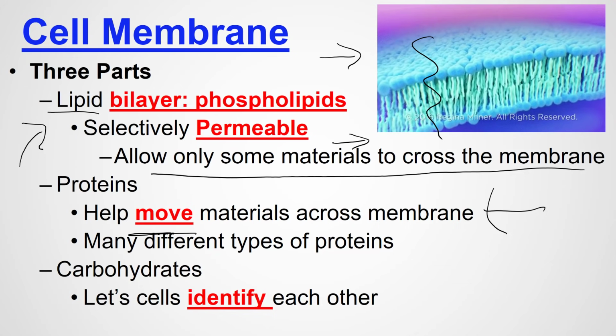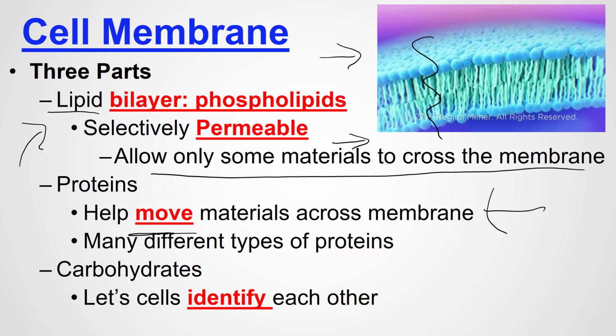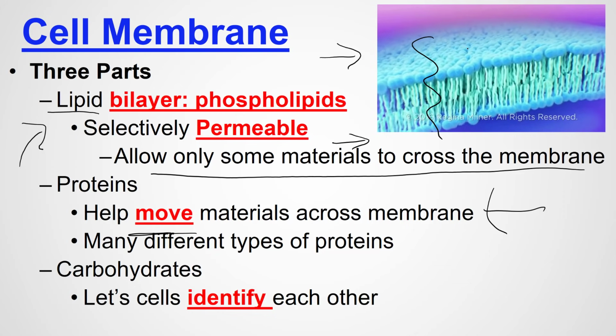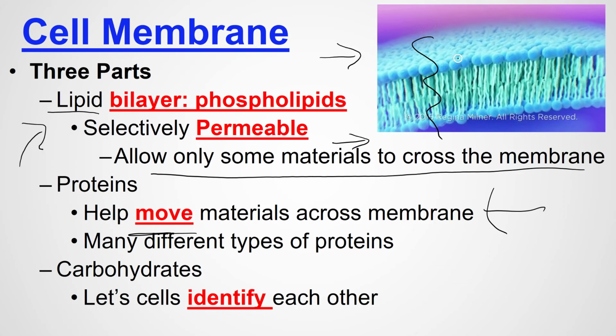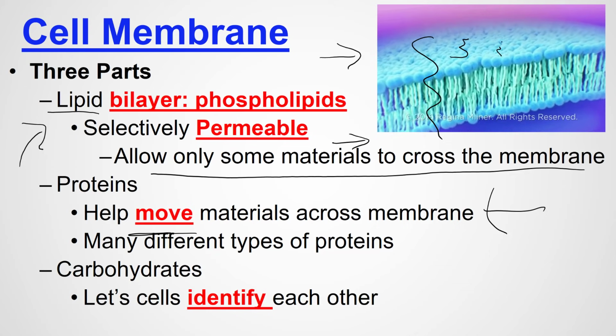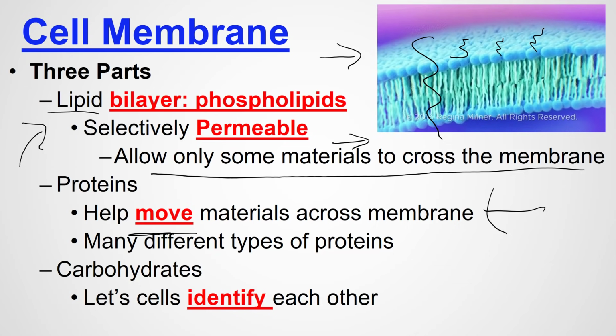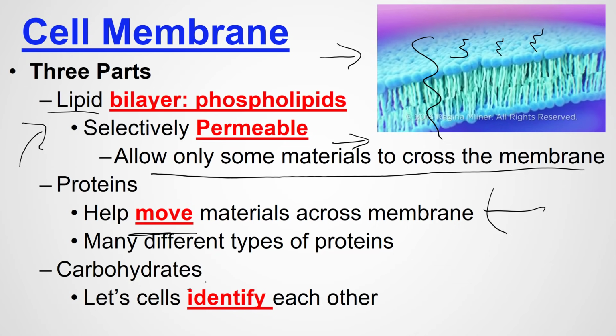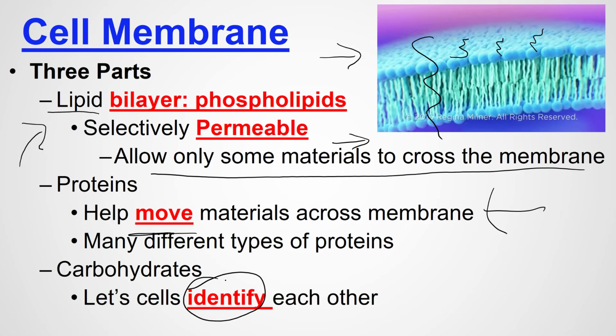So carbohydrates, they are typically things that attach to either the phospholipids or the proteins on the outside of the cell, and they go ahead and they kind of look like little ID tags that stick out of the cell membrane. And again, they just go ahead and help identify different cells around each other.